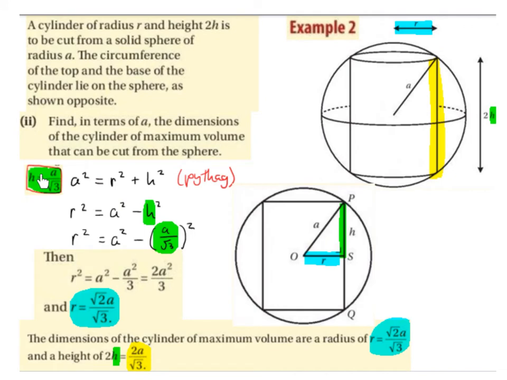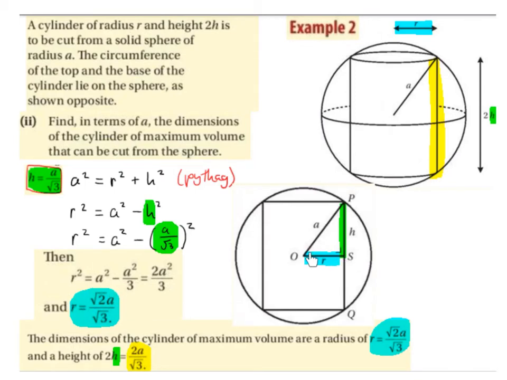So now we have H. H is equal to A over root 3. So this H here is equal to A over root 3. We now want to find R. So again, using Pythagoras' theorem, we know R squared is equal to A squared minus H squared. We're going to swap the H for A over root 3. So R squared is equal to A squared minus A squared over 3, which gives us 2A squared over 3. So then solving for R, so bringing the squared over the equal sign, we get root 2A over root 3. So R is equal to root 2A over root 3.